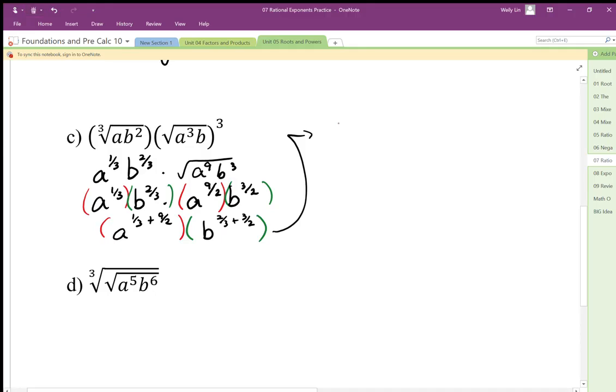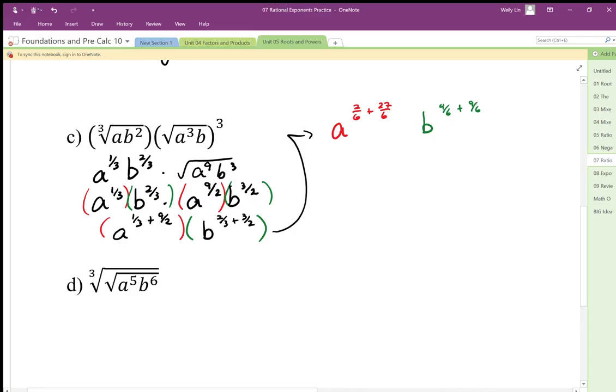So this becomes a to the power, common denominator 6. So we're going to end up with 2/6 plus 27/6. Okay, and then we're going to have b to the power, common denominator 6. So it's 4/6 plus 9/6.